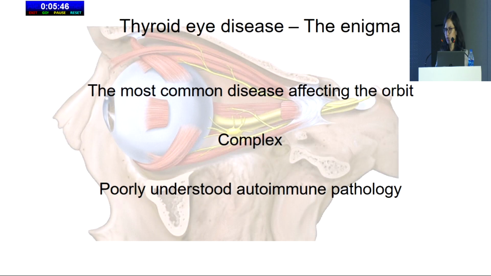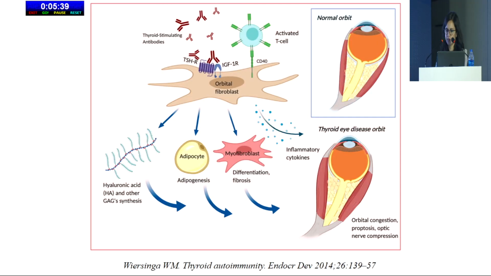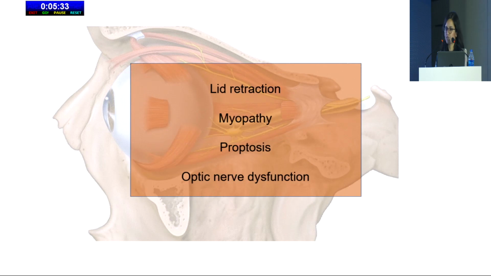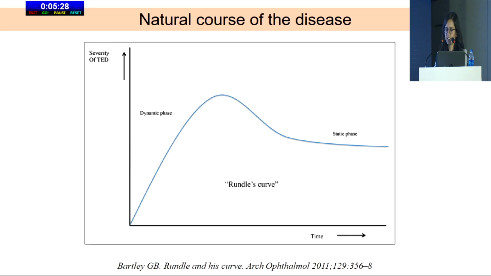Thyroid eye disease, as we know, is an enigma. The most common disease affecting the orbit. It is complex, yet poorly understood, with an autoimmune pathology. The thyroid stimulating antibodies act on the orbital fibroblasts and can cause lid retraction, myopathy, proptosis, optic nerve dysfunction. Also, it is an enigmatic disease which undergoes a dynamic phase which is active and a static phase which is inactive, popularly called the Rundle's curve.